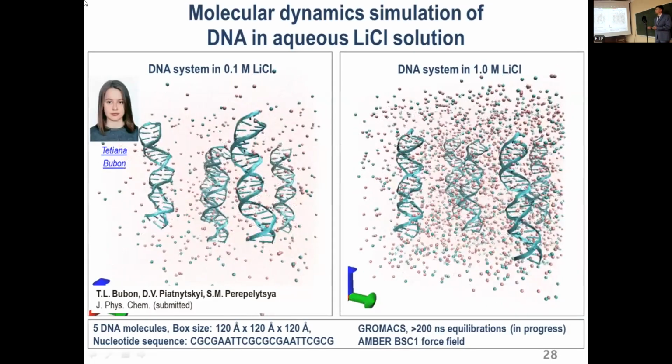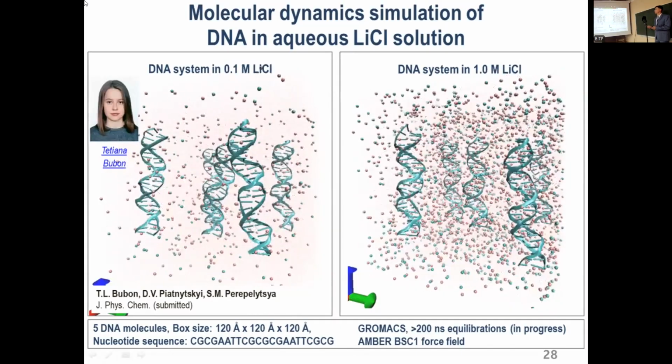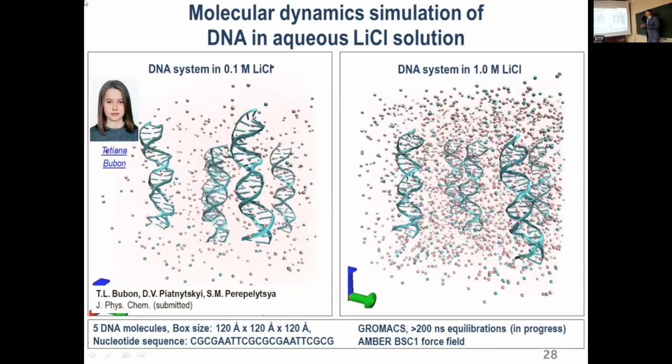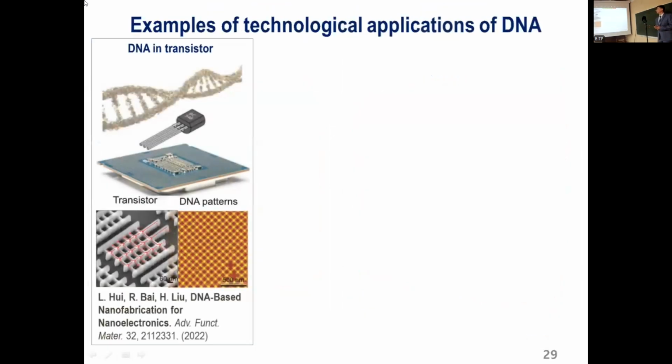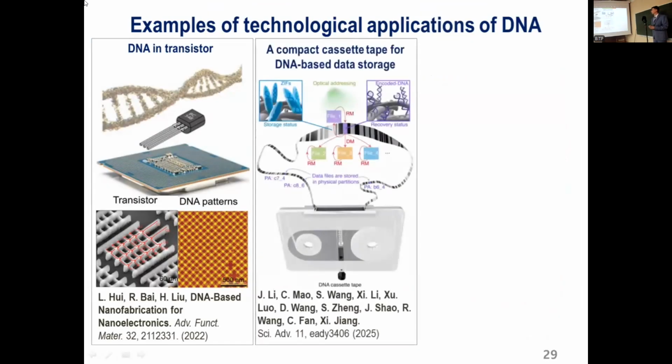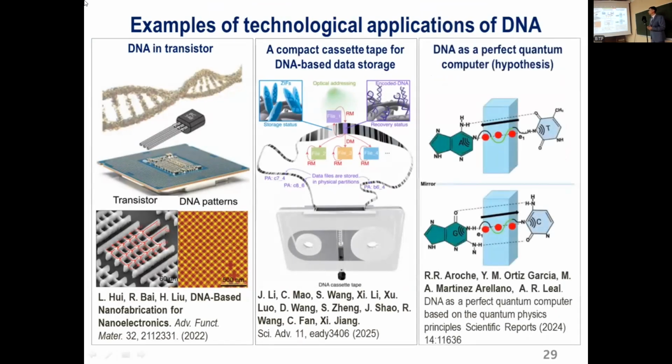So this is DNA molecules in the solution with lithium chloride of different concentration, and we will have a special lecture tomorrow about this. So also we can have other applications, and I just need to speed up. So there are a lot of applications which are based on properties of DNA in the case if DNA is a conductor.